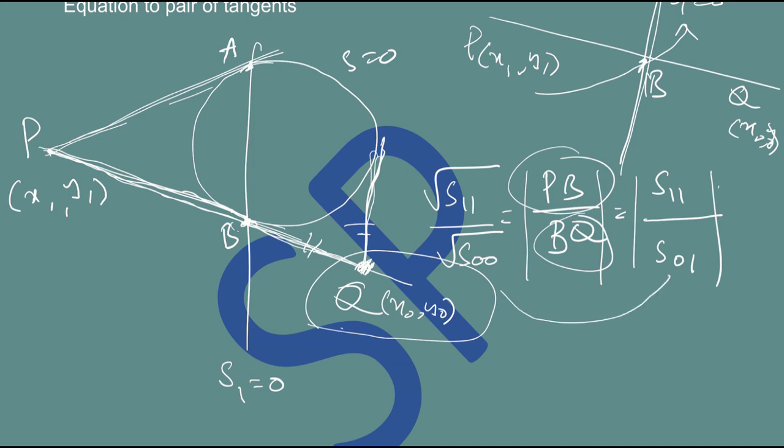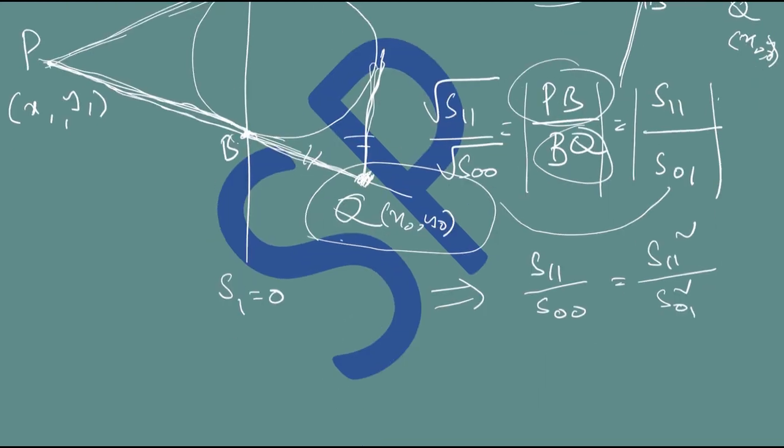Now I take these two ratios and square them on both sides. I'll get S11 by S00 is equal to S11 square by S01 square. Taking cross multiplication, I'll have S01 square is equal to, cancelling one S11, S00 into S11.